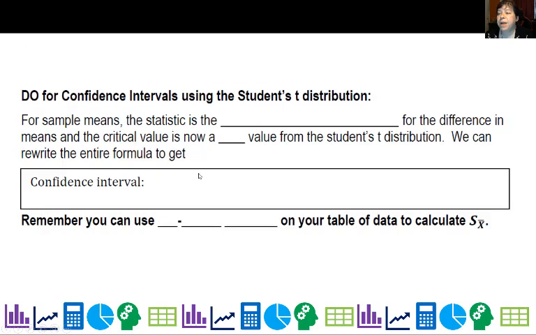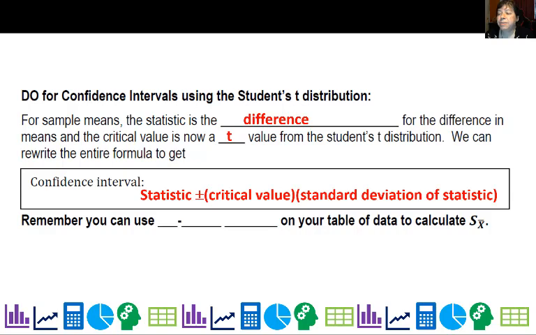Now, let's go ahead and start doing the calculation. How does it look? Well, we're still looking at the difference, and we're going to need a critical value t, and this is from your math chart. When we do the confidence interval, it's your statistic, plus or minus your critical value, times the standard deviation of your statistic. Remember, you can use 1-Var Stats on your table of data to calculate your standard deviations for both samples.